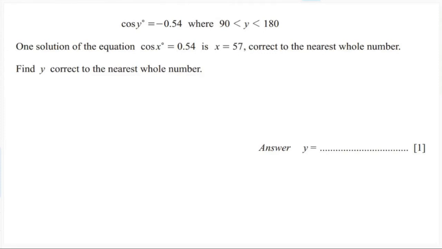So let's look at this question. This is a question again that you might have seen before in the past papers, and it's a bit confusing sometimes. So you're given cos of y is equal to minus 0.54. Okay, cos of y is given to be minus 0.54.